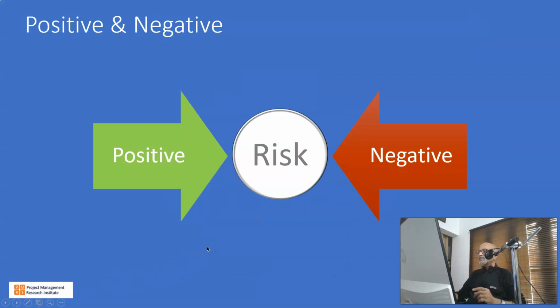There are two types of risk. So risk can be positive risk as well as negative risk. For a very long time, I thought risk is always negative. But then as a revelation, it came to me while going through the Project Management Body of Knowledge. I realized that, okay, there is something called positive risk as well.